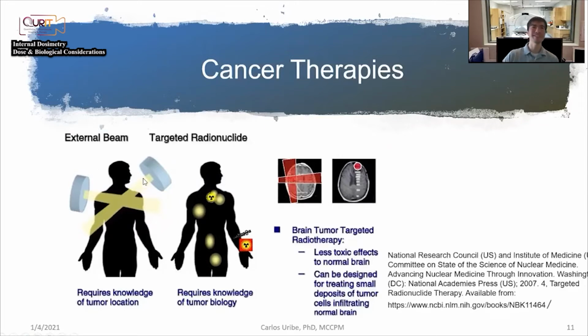In external beam radiation therapy, basically you have a source of X-rays that you move around the patient, but that requires knowledge of the tumor location. We need to know where the tumor is to be able to focus the beam on that tumor. In targeted radionuclide therapies, we inject, and what we need here is some knowledge about the tumor biology. Targeted radionuclide therapy can go more closely to the tumor. When we use external beam, as X-rays go inside the body, we end up also irradiating some of the tissue that is not just the tumor.